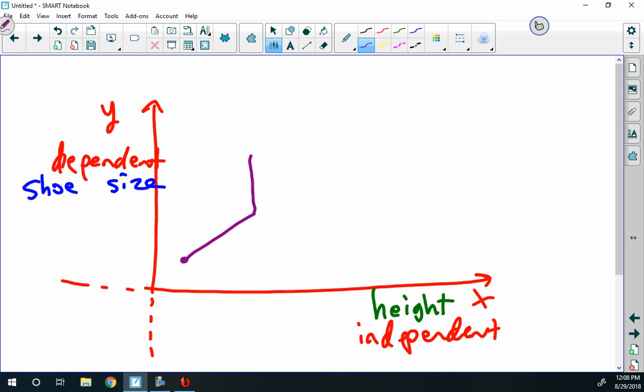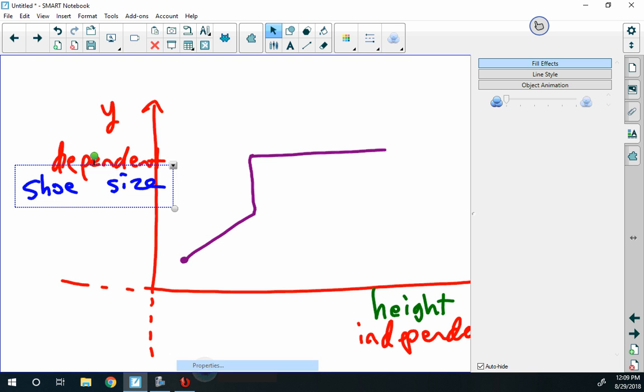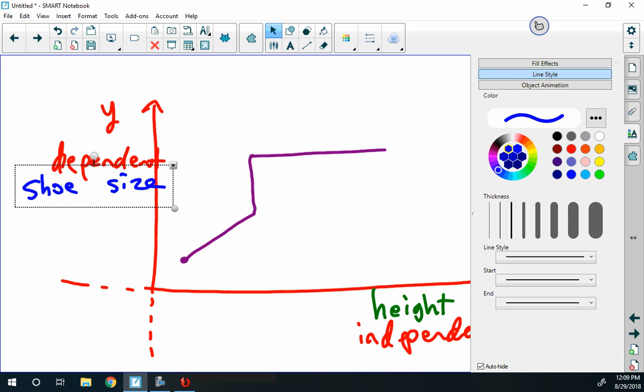Right? And then what happens? Then your feet don't get any bigger, but you get a little bit taller. That's kind of weird the way that happens sometimes, isn't it? So that's if we were to put height and shoe size there and there. Now I want to turn these things to purple. Not fade to black, but I want to turn these things to purple.